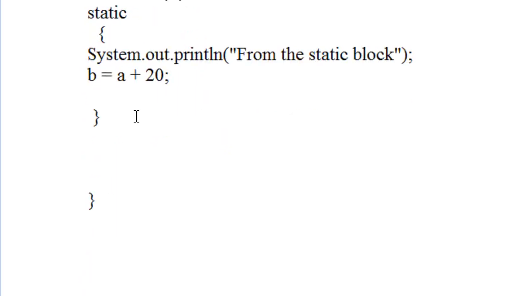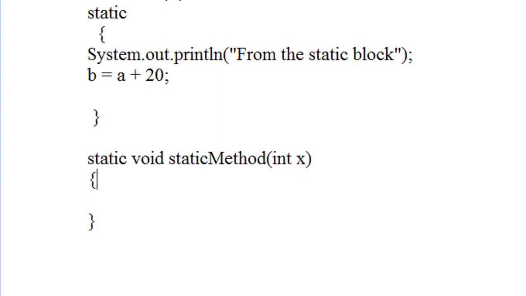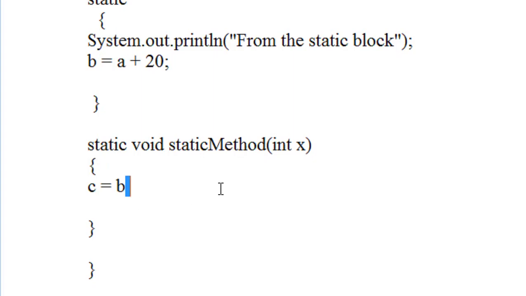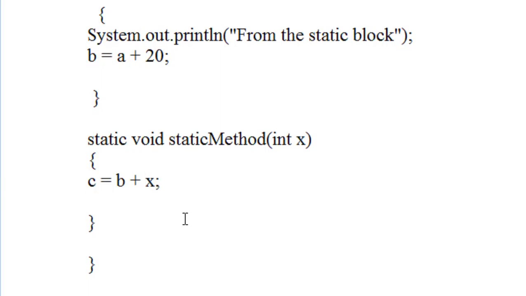Now here I am going to create another static method: static void. I name the method static method. That method contains an argument int x. In this method, I am going to update the value of c. c is equal to b plus x. I update the value of c.